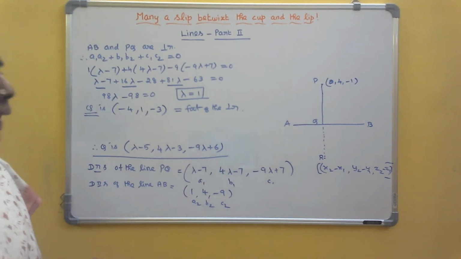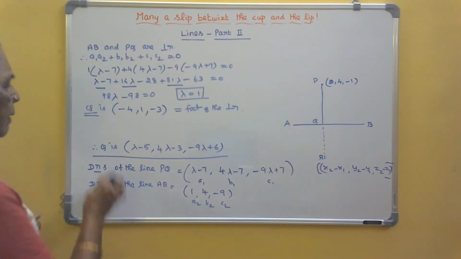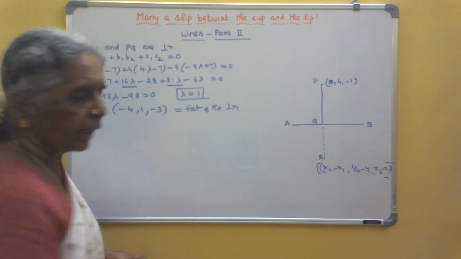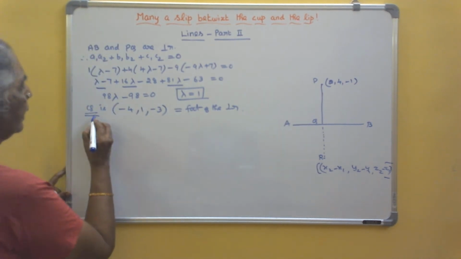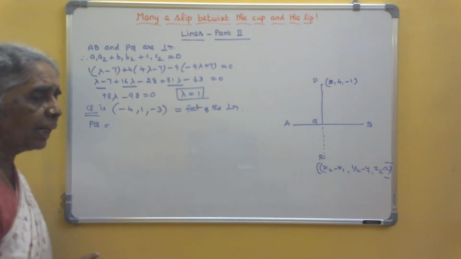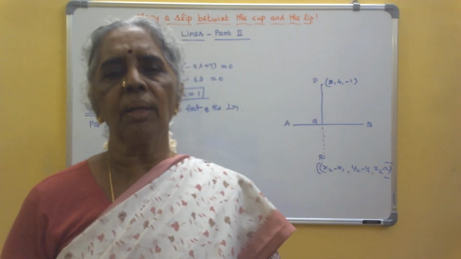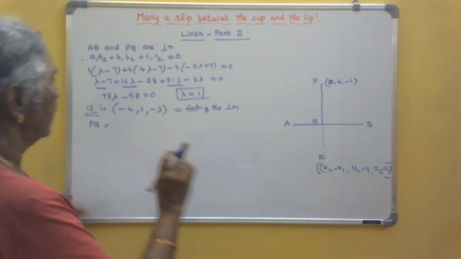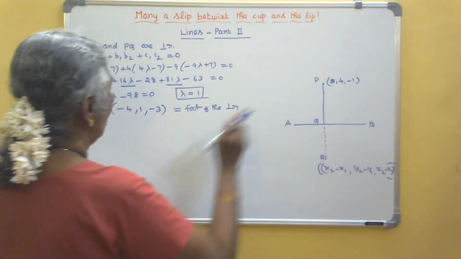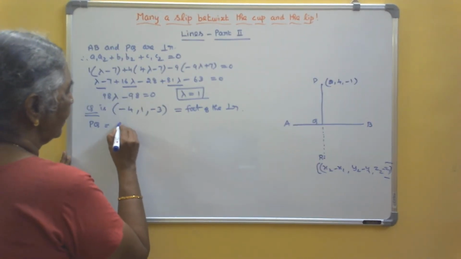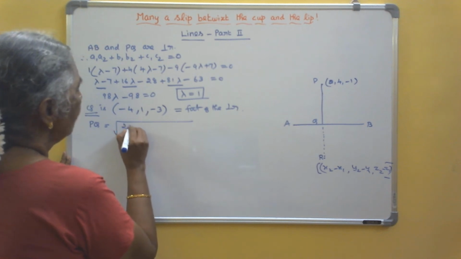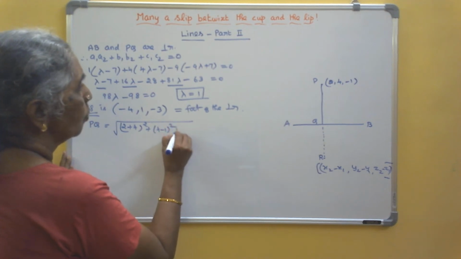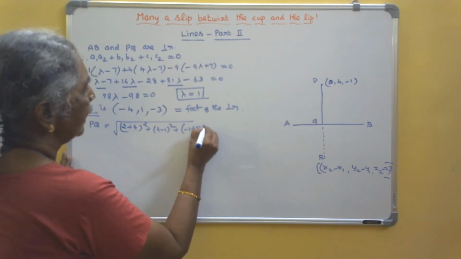Now we have to find the length of the perpendicular, isn't it? Now you know Q, you know P, what is given. So you can find PQ, that will be the length of the perpendicular. You know the formula, root of (x2 minus x1) the whole square plus (y2 minus y1) the whole square plus (z2 minus z1) the whole square. Now Q is this and P is (2, 4, minus 1). So now you will be getting root of (2 minus of minus 4) the whole square plus (4 minus 1) the whole square plus (minus 1 plus 3) the whole square.